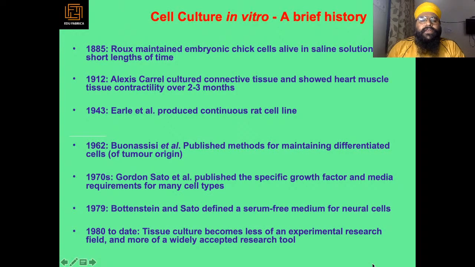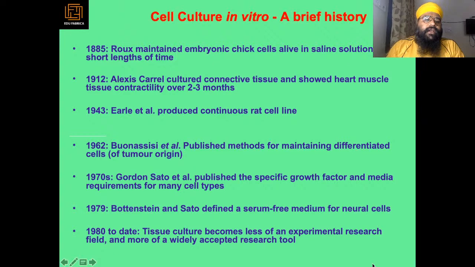So, a little bit about history. In 1885, Roux maintained embryonic chick cells alive in saline solution for a short length of time. In 1912, Alexis Carrel cultured connective tissue and showed heart muscle tissue contractility over two to three months. In 1943, Earle et al. produced a continuous cell line, and in 1962, Bonessi et al. published methods for maintaining differentiated cells.